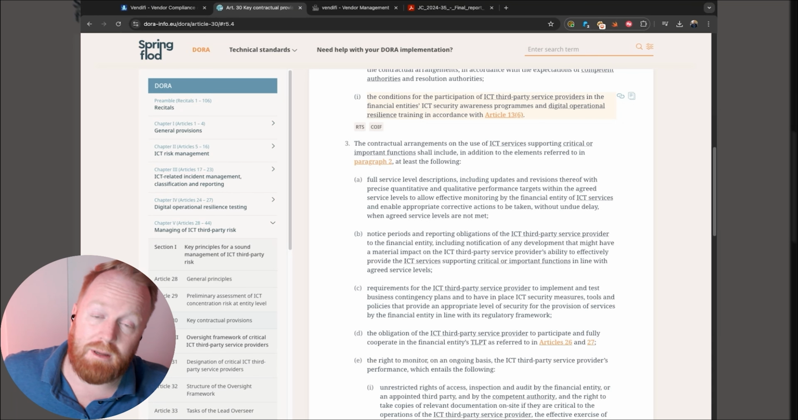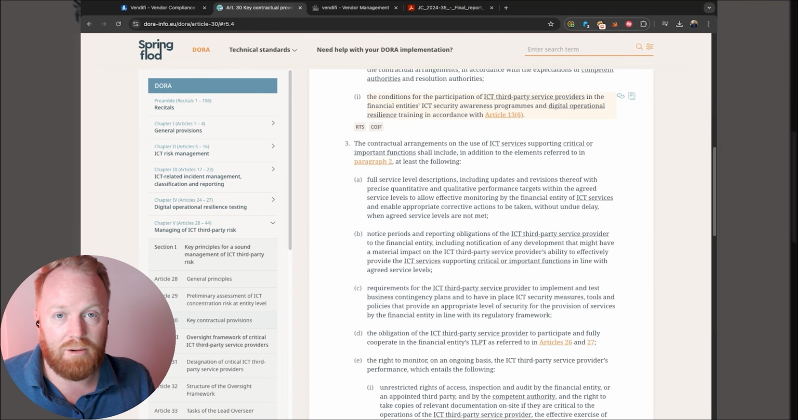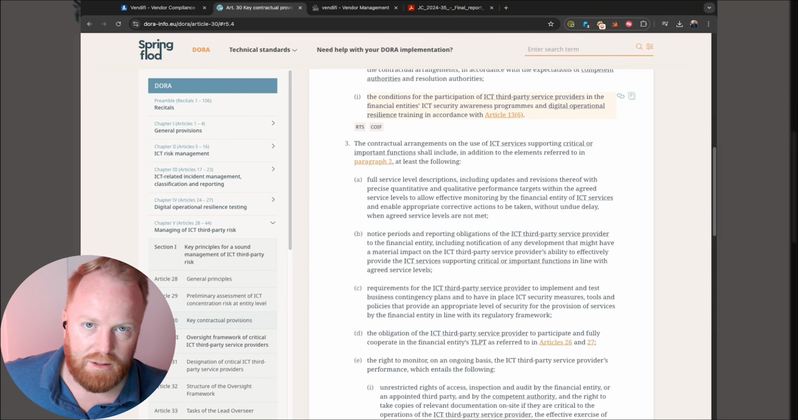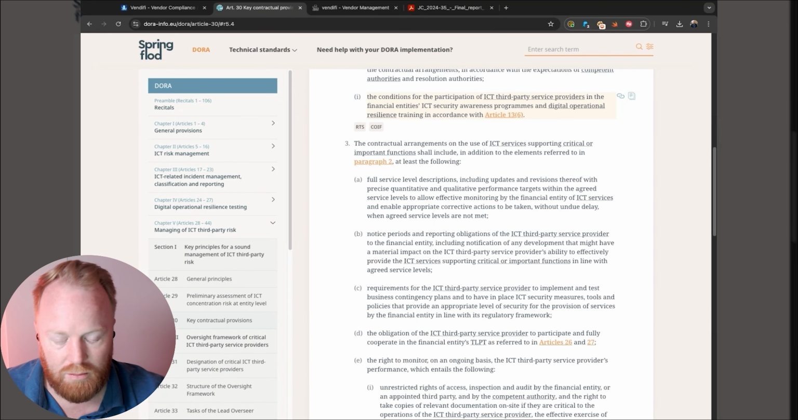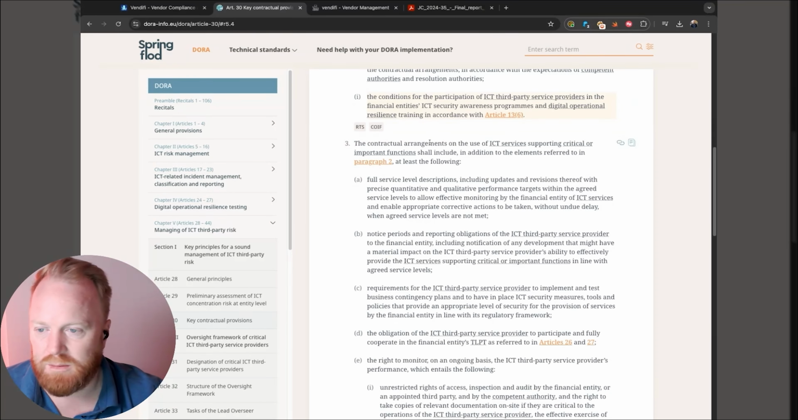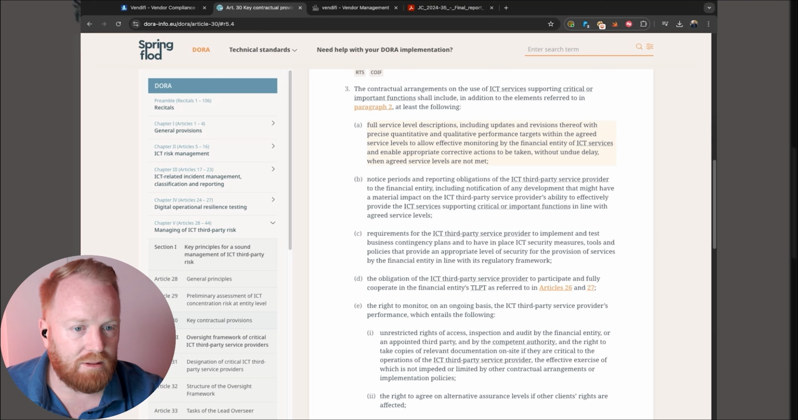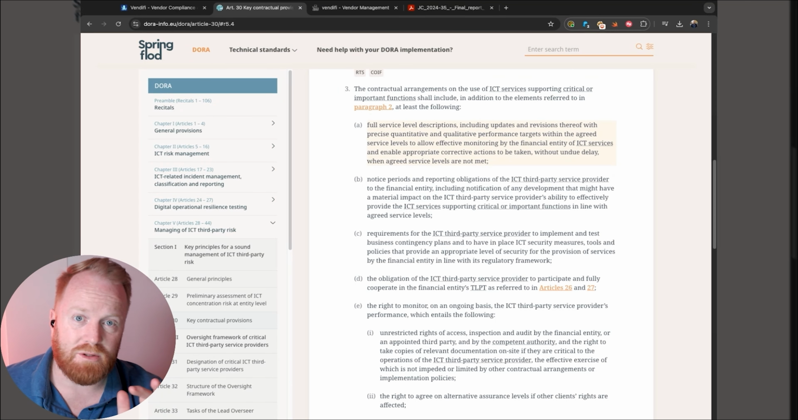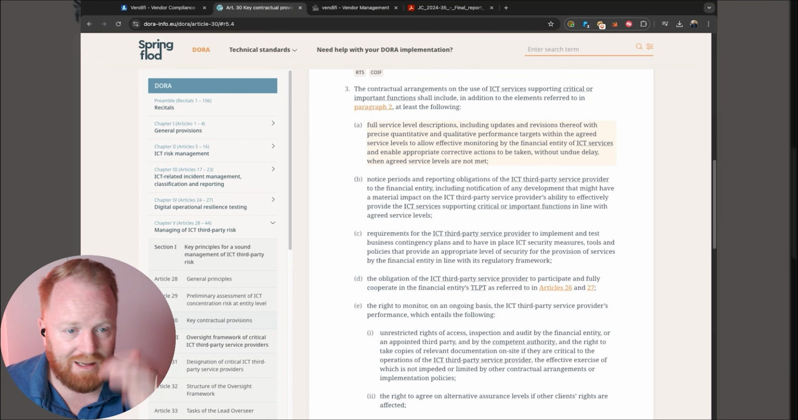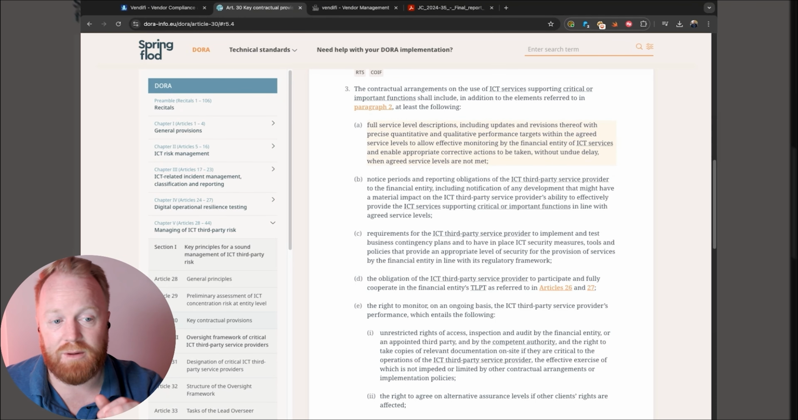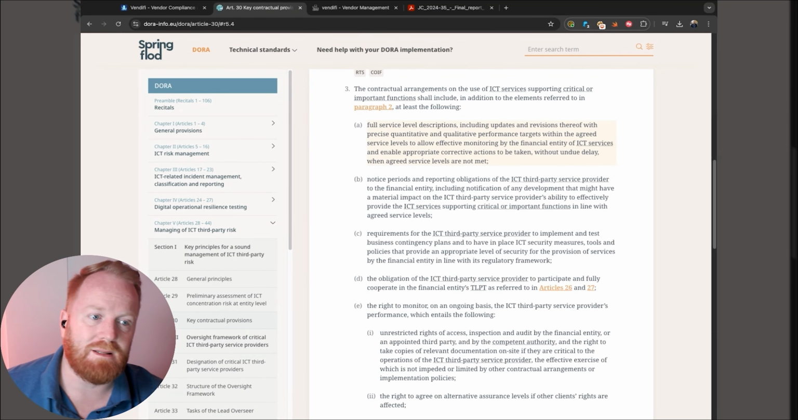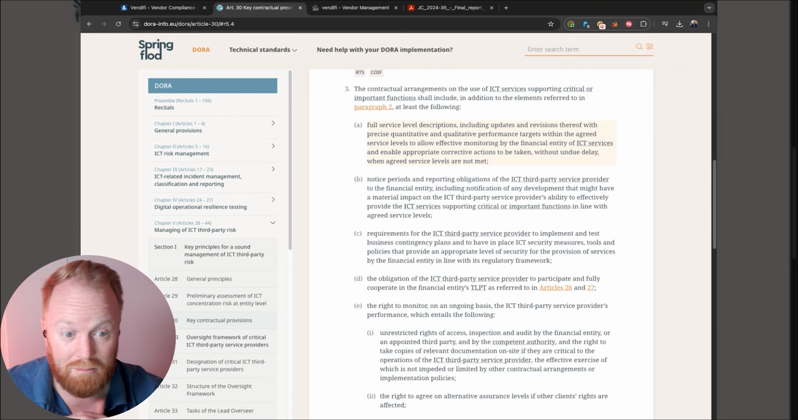We move on to number three now, which is specifically designed for important functions and must include, along with the elements mentioned in paragraph 2, at least the following. So if a specific client or provider is more critical to the business, they need to have these additional clauses in the contract. A, a complete service level description, including updates with clear performance targets to help the financial entity effectively monitor ICT services and take timely corrective actions if the service levels aren't met.